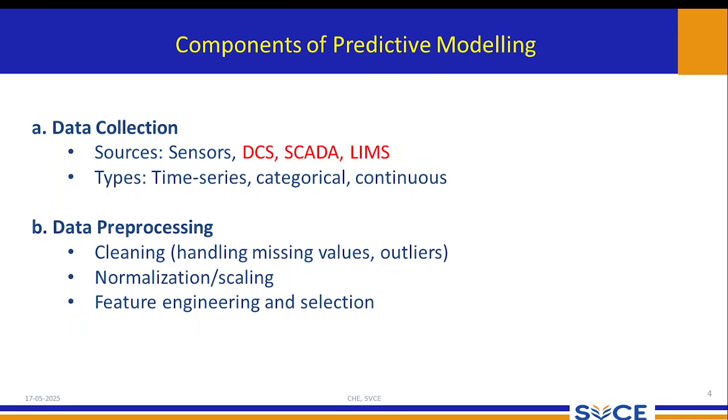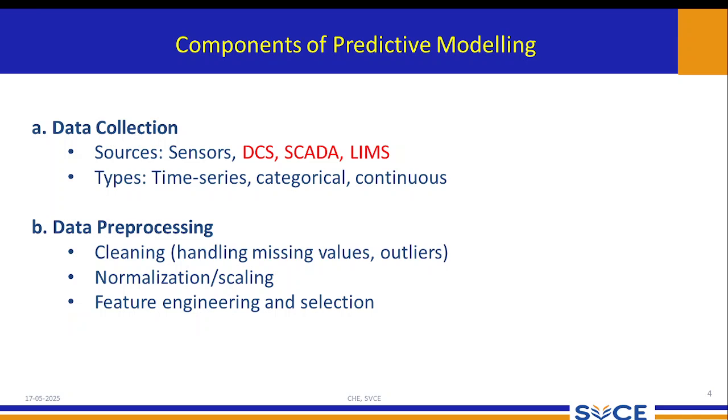Okay, in a batch reactor, let's say, what are the variables that are involved in a batch reactor? If you see that, the data in a batch reactor means mostly we will take temperature, pressure, the concentration of the reactant and the concentration of the product. So by using the sensors, we are able to collect this data.